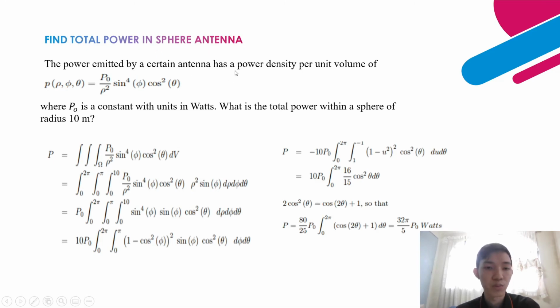Next application is to find total power in a sphere antenna. We are given power density and we need to find total power. We can apply the same thing, a triple integral of power density over a volume, so we can get the total power, and we can calculate it and get the final answer here. Actually I'm not focused on calculations because what I want to emphasize more on this part is that triple integral in spherical coordinates can be used to solve electrical engineering application problems. You can use it to solve various types of problems.